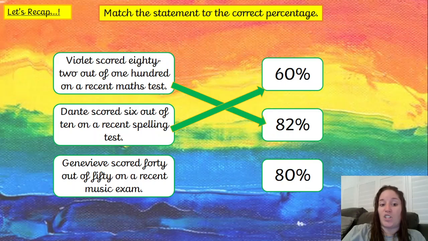And then we know that Genevieve scored 40 out of 50 on a recent music exam. If a percentage needs to be out of 100, we've got 50, which we can times by 2 to get 100, which means we need to times the 40 by 2 to get to 80%, 80 out of 100.